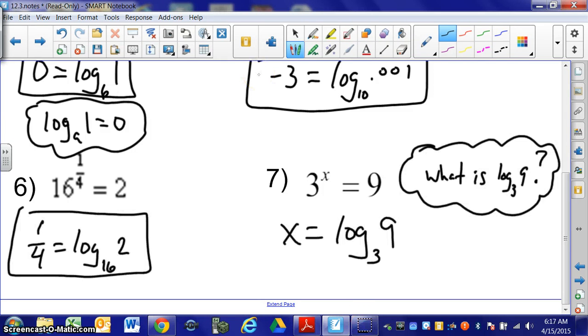Okay, well, here you go. 1/4 equals log base 16 of 2 for number 6. In number 7, I have x equals log base 3 of 9. Do you know what to solve for x? What is the value of x here that makes this equation true?